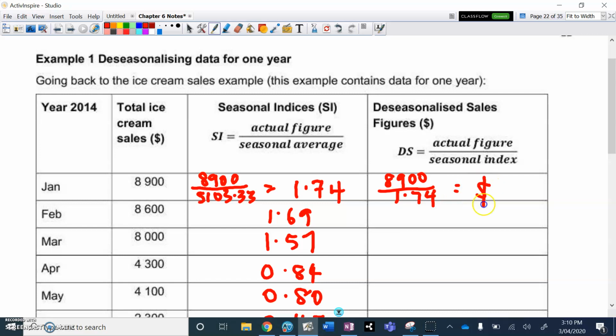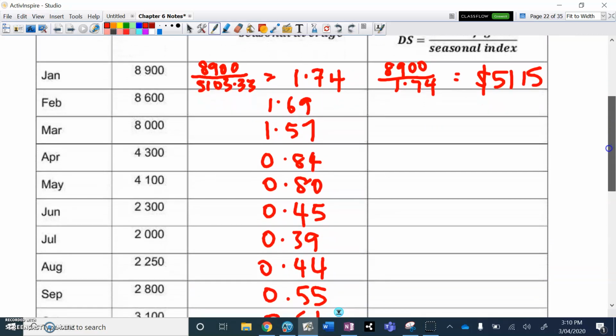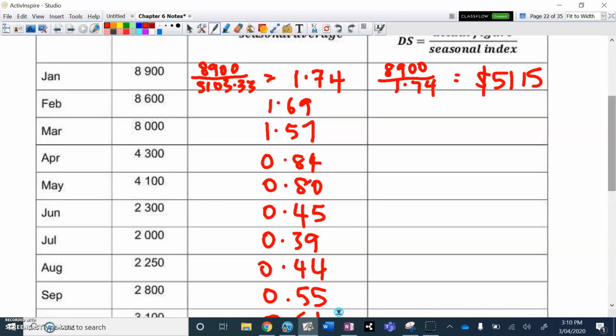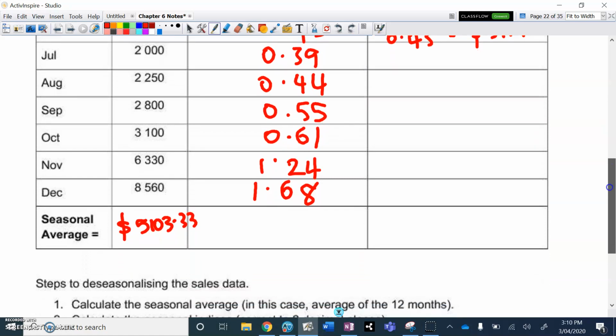And you'll end up with a deseasonalised sales figure then. So you would need to do that for every month. So again, when you get to June, you'd be taking the actual figure for June, dividing by the seasonal index for June, and that would calculate to $5,111. So you can do all of those, the 12 deseasonalised figures.